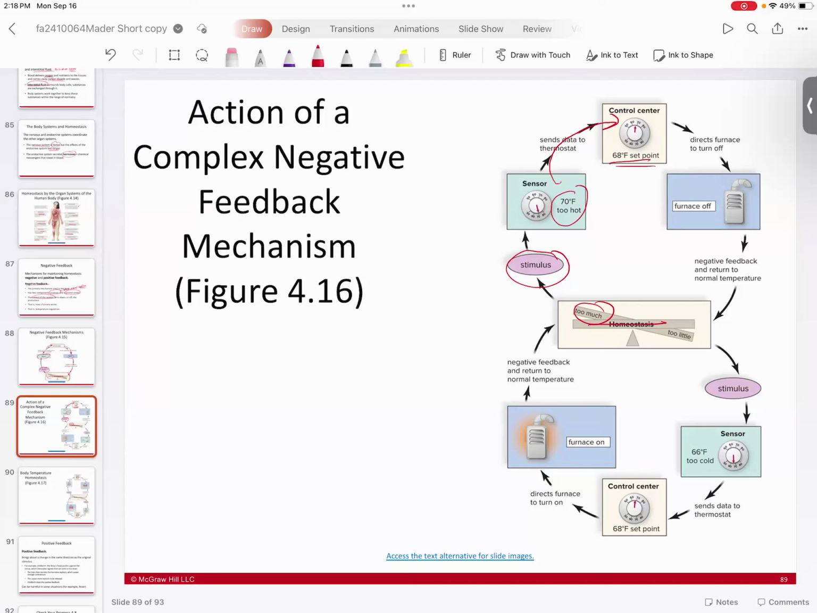So its response is to turn the furnace off. If greater than 68, turn the furnace off. It's already hot enough. When the furnace turns off, then that temperature should start to come back down and it should even that out homeostatically.